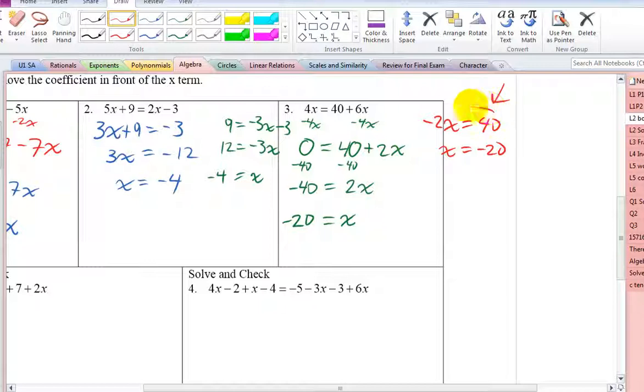Yep. That's what we're doing. Which step?